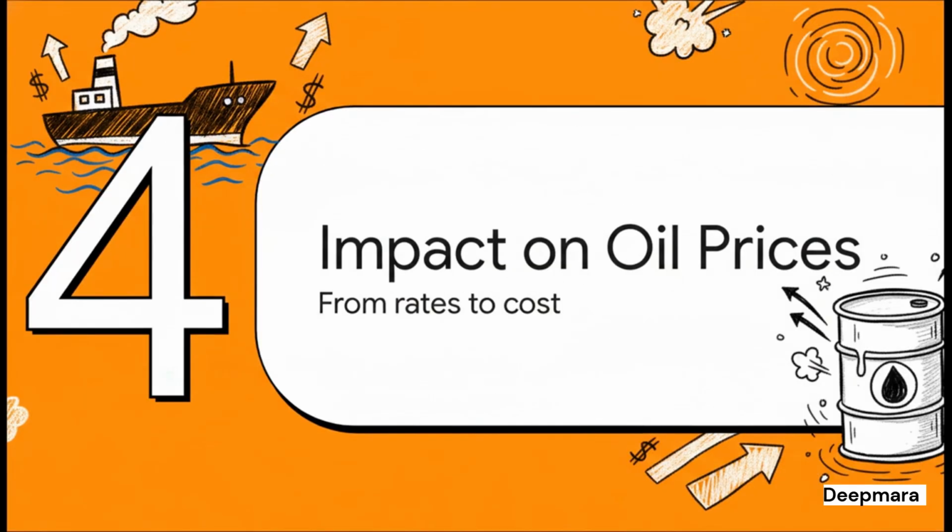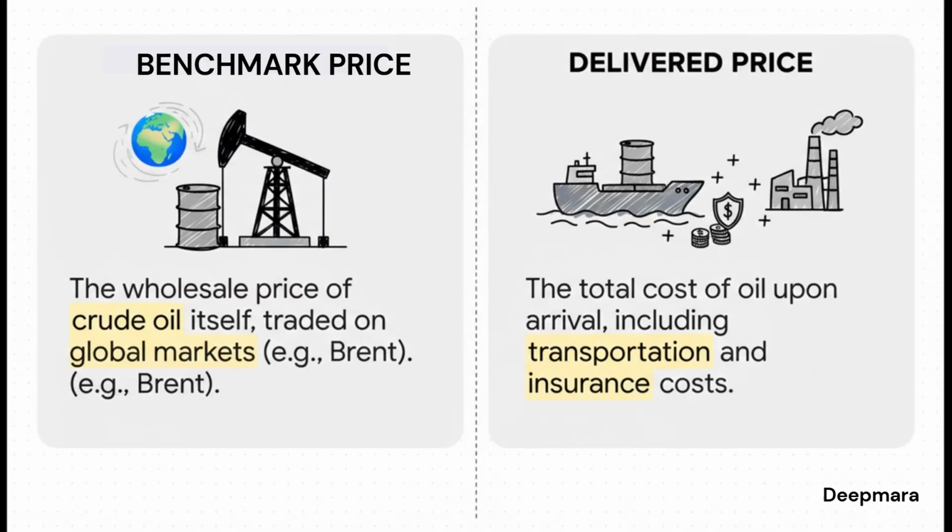Okay, let's follow this chain just one step further and see how these increased freight rates ultimately have an impact on the final price of oil. This brings us to a very important distinction we need to make, the difference between the global benchmark price of oil, like Brent crude, and the final delivered price. You see, the benchmark price reflects global supply and demand for the oil itself, but the delivered price includes all the costs needed to get that oil to its final destination, and that includes transport and insurance. It's this final, landed price that's directly affected by these war risk premiums.